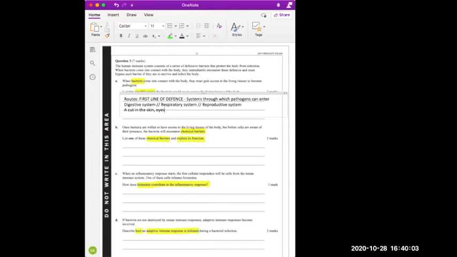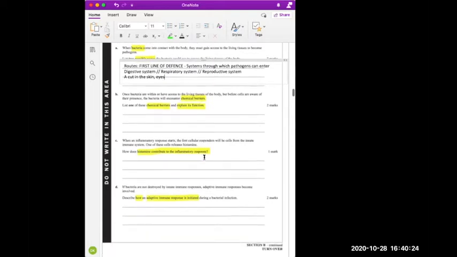So what I mean by routes is just a vague way of saying first line of defense. They're just areas that once a pathogen can get through, it's entered the body. And that's basically any part of the body that's compromised, any part of the body where there's a cut or any sort of entrance for infection, that's a first line of defense that's been broken.